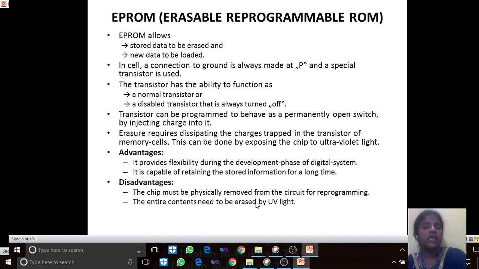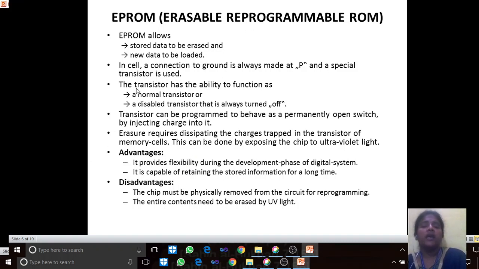Now let us see EEPROM. EEPROM is erasable reprogrammable read-only memory. It allows the stored data to be erased and new data can be loaded. Here it provides an additional feature of erasing.